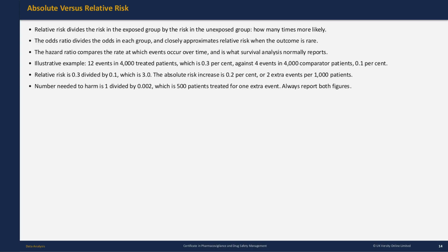Absolute versus relative risk. Relative risk divides the risk in the exposed group by the risk in the unexposed group. How many times more likely? The odds ratio divides the odds in each group and closely approximates relative risk when the outcome is rare. The hazard ratio compares the rate at which events occur over time and is what survival analysis normally reports. Illustrative example: 12 events in 4,000 treated patients, which is 0.3%, against 4 events in 4,000 comparator patients, 0.1%.